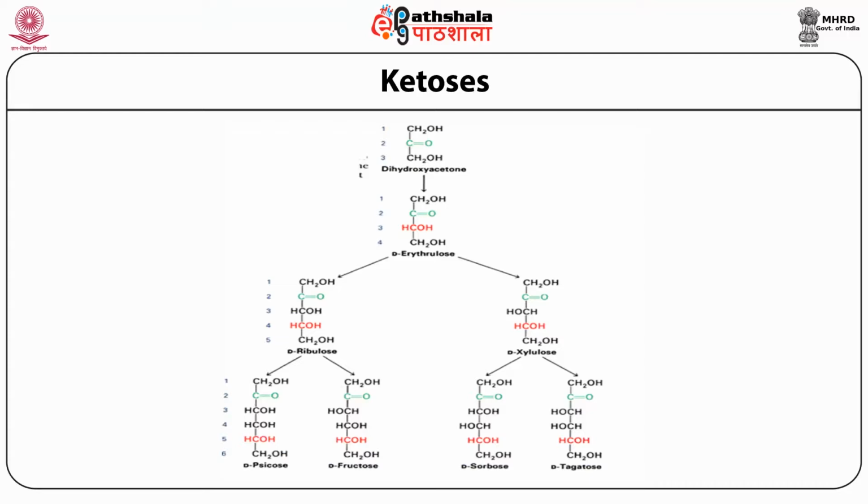And in hexuloses, there are three chiral carbon atoms. Therefore, it has 8 stereoisomers, 4 in D series and 4 in L series. In D series, there are psicose, fructose, sorbose, and tagatose. And in L series, the same.